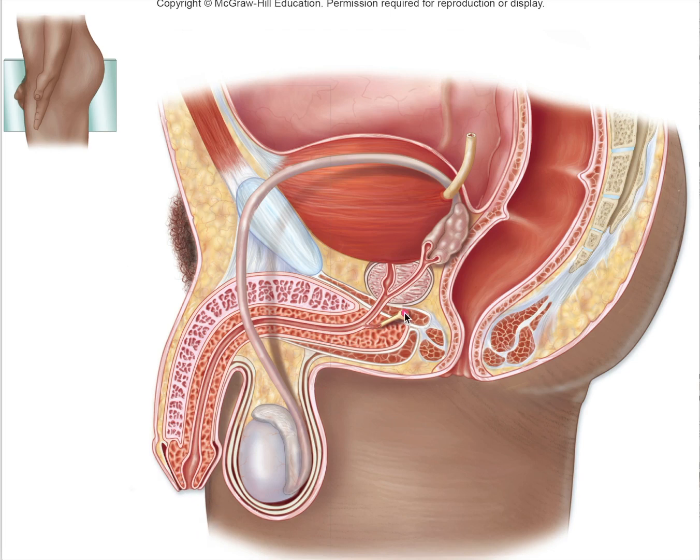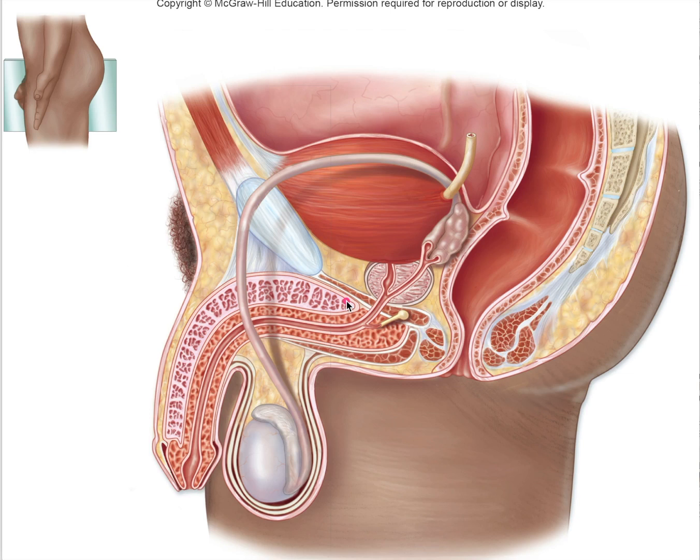And that bulbourethral gland sits right in the urogenital diaphragm. And yes, men have a urogenital diaphragm as well. It just doesn't take quite the beating as a female's urogenital diaphragm takes. Okay. So we're going to look now at the different parts of the body of the penis.